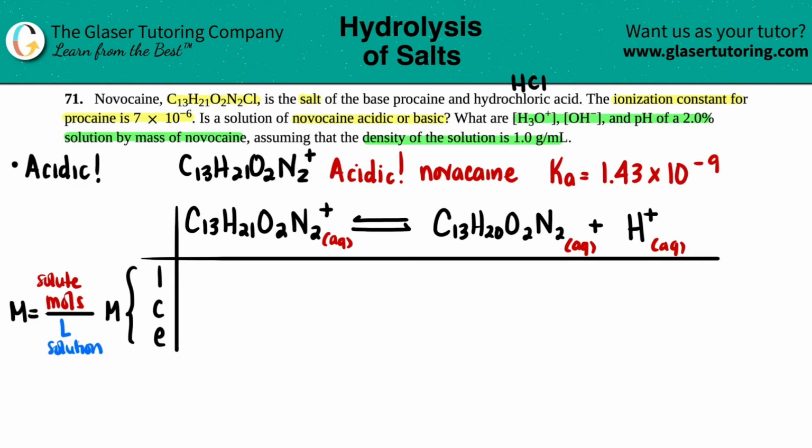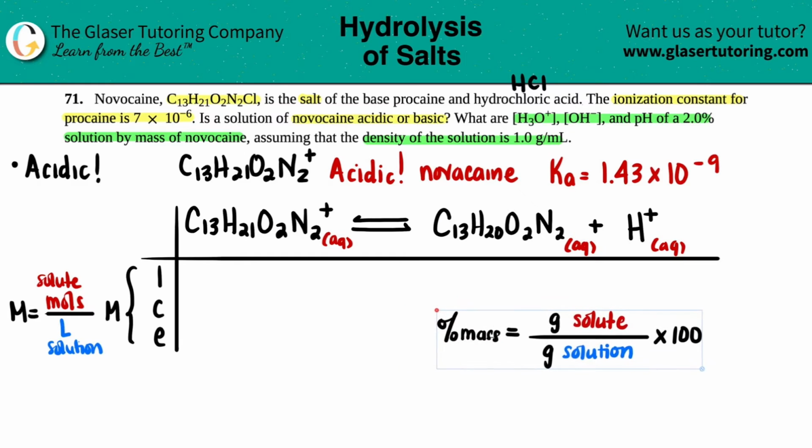Let's see if we could get these numbers by just a 2% solution by mass. Now, there is a formula way back in like Gen Chem 1 that we learned about percent by mass, and that's this formula right here. Percent mass is always the grams of the solute divided by the grams of the solution times 100. Now, the only thing that they told me was that it was a 2.0% mass. So I'm just going to get rid of this percent and say that, hey, I have 2.0.